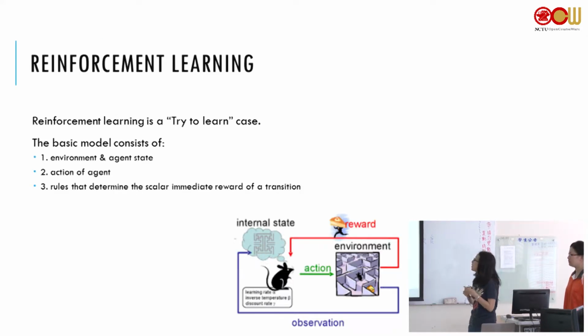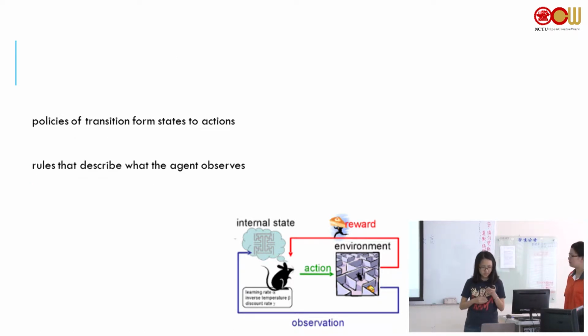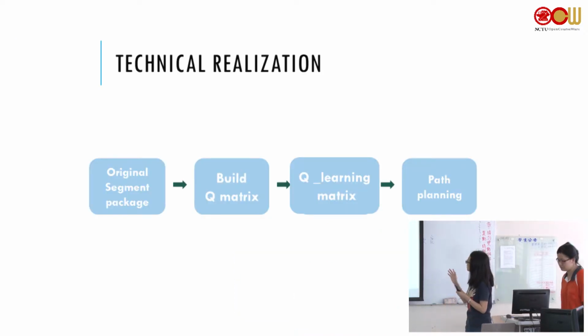So let's talk about reinforcement learning. Reinforcement learning is a try-to-learn case, like in this picture. We have the agent state, and we have our environment. There are some actions and we have rewards, positive reward and negative reward, and finally we want to choose the best option. There is a policy of transition from state to action, and some rules that we observe from the agent observers. This is our technical realization.